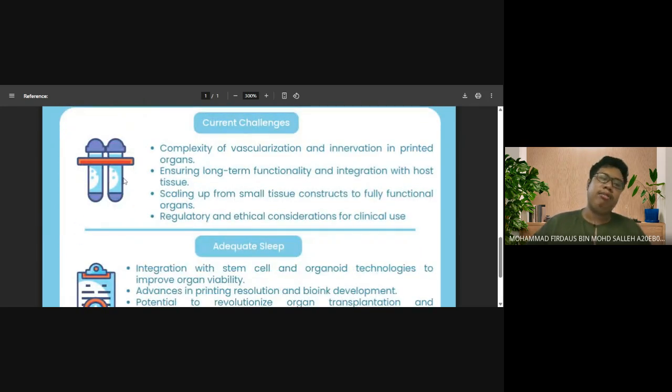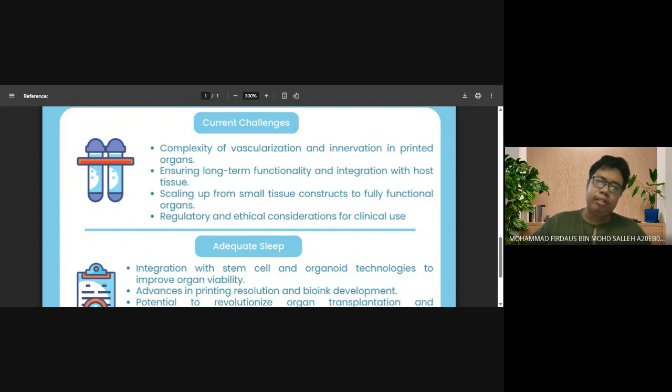Okay, what is the current challenge for this one? The current challenge is that it's really complex. For tissue to become an organ, it involves multiple cells, and it can be a challenge for us to replicate it one to one. That's why we need to use multiple types of bioinks.